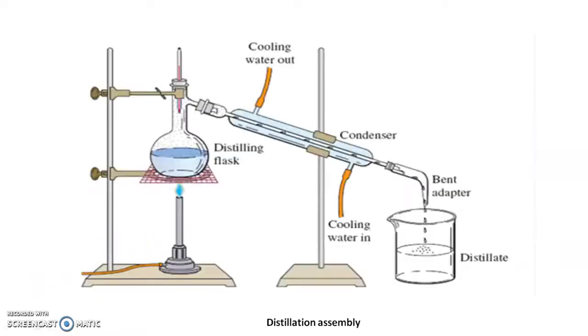This one is the distillation assembly. This is the distillation flask, this is the flame, chamber, and this is a thermometer for measuring the temperature, and this one is the condenser. In this condenser there is a water outlet. First one is the cooling water outlet, and this is the cooling water inlet.